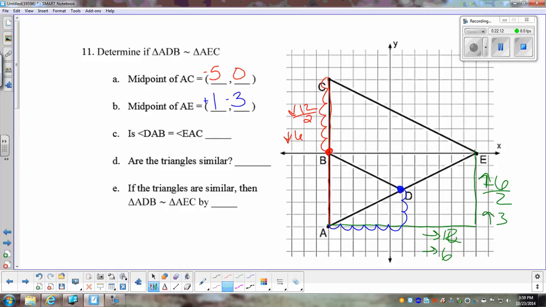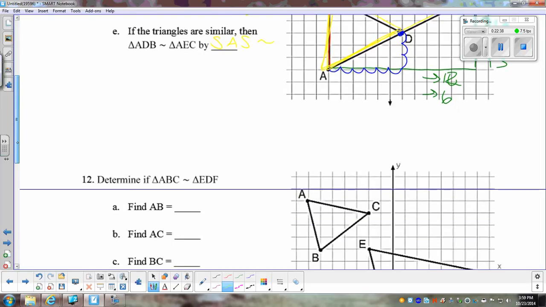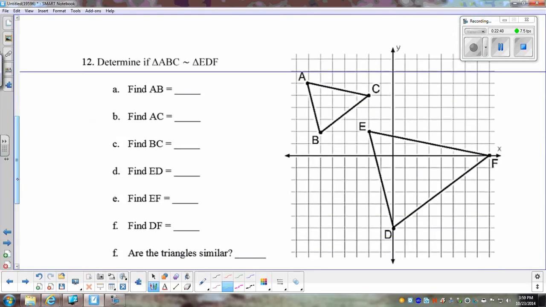And then I'm looking at, is DAB the same as EAC? Yes. Are the two triangles similar? Well, yes. But as we look here, ABD, well, B and D are the midpoints, so this is half of the length. So my ratio is 1/2. So these are similar by side angle side similarity. Next one.